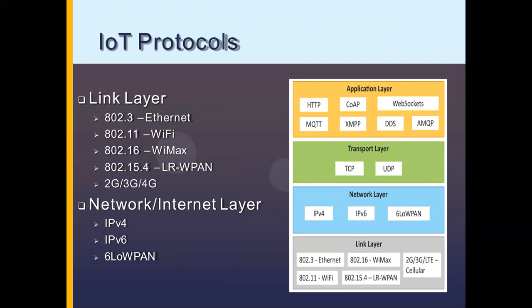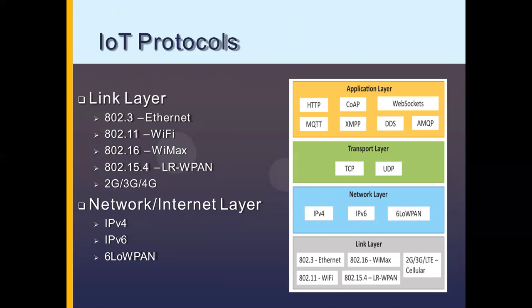Okay. Then coming to the next layer, the network layer. Here we are going to use IPv4, IPv6, or 6LoWPAN. Any of these internet protocols can be used. It can be version 4 or version 6. Nowadays, in most cases, we are using IPv6.